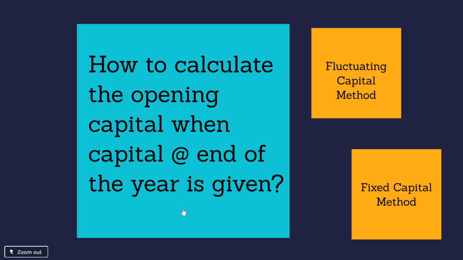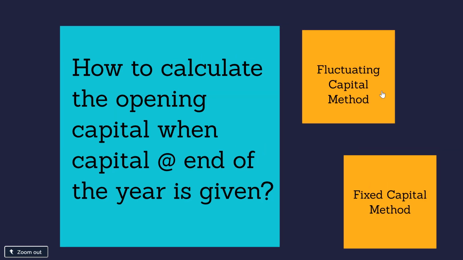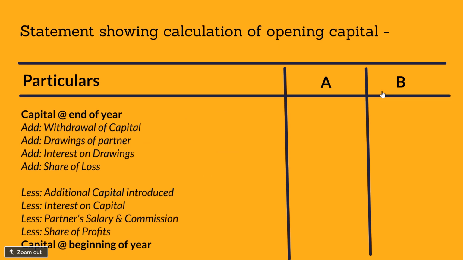Now there is a formula, and this formula depends on which capital method we are following, whether it's the fluctuating capital method or whether it is the fixed capital method. Let's begin with the fluctuating capital method. This is a format of statement showing calculation of opening capital when the closing capital is given, and we are following the fluctuating capital method.